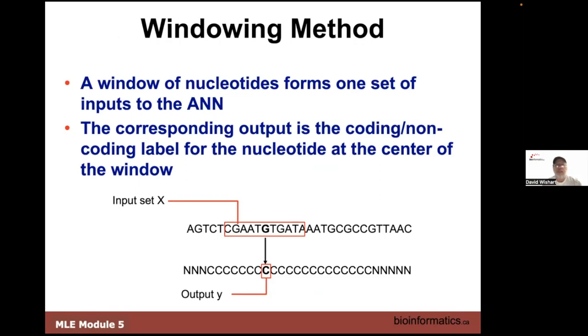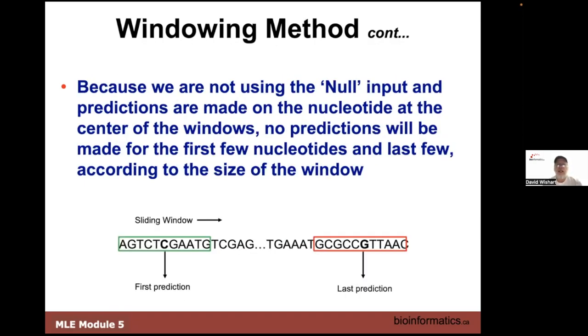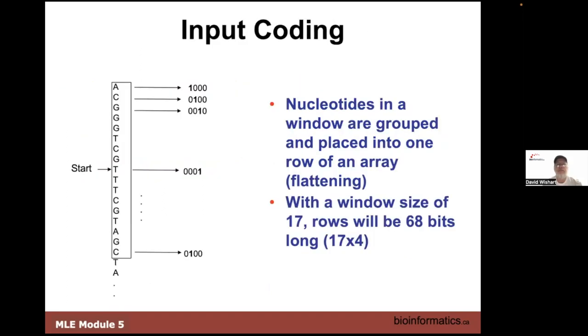So this is, again, the windowing that we're going to use. Rather than, I think, just a 3-base window, we're using multiple bases, more than 3. We're not using a null input. So if we're just sliding things along, in this case, I think it's a residue or window of about 12 bases that we're sliding along. And that means we're going to miss the first five or last five bases in our prediction.